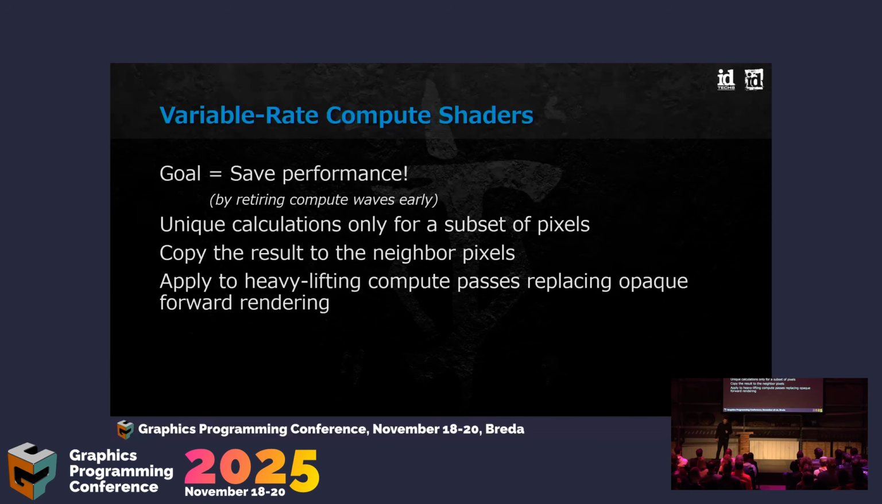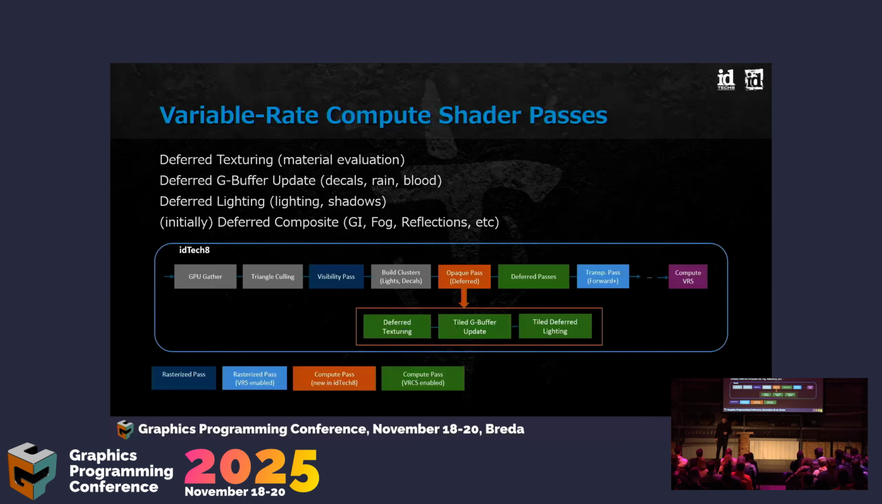And we apply VRCS to full-screen compute passes that have expensive or ALU-heavy pixels. And lightweight pixels, such as the visibility and shadow map generation, do not benefit much from VRCS, so they just don't use it. So again, this diagram, we use VRCS for those following passes. Currently in idTech, we plan to use it on more.